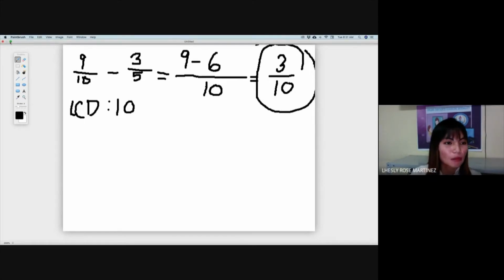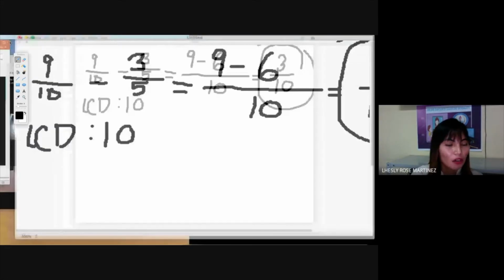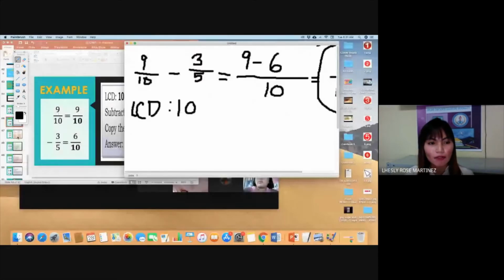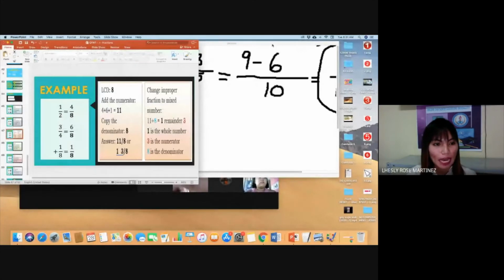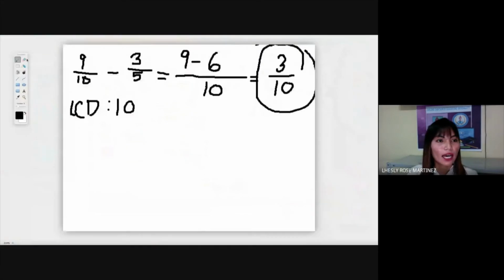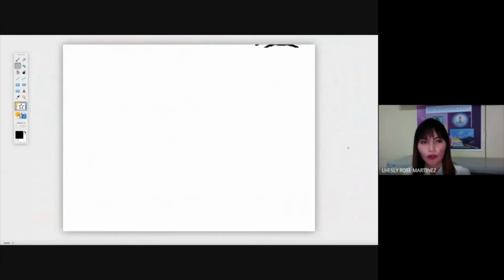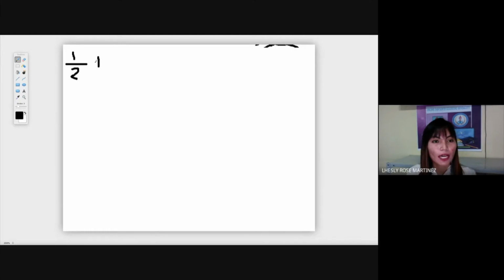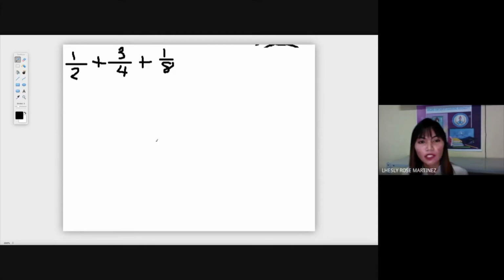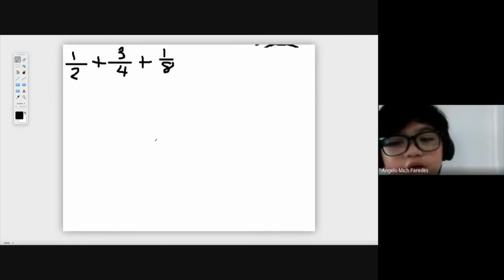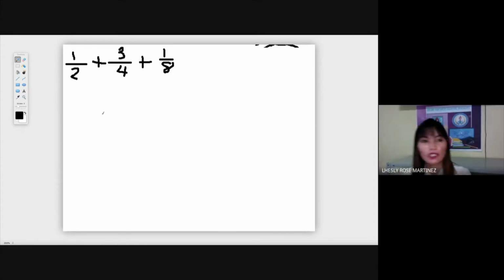Okay, next example, we have 3 numbers. 1/2, 3/4, 1/8. We will add the 3. So 1/2 plus 3/4 plus 1/8. Okay. Similar or dissimilar fractions? Dissimilar. Okay, very good. So these are dissimilar fractions.